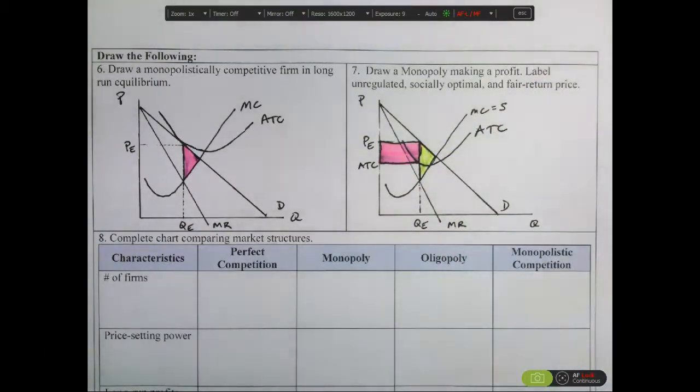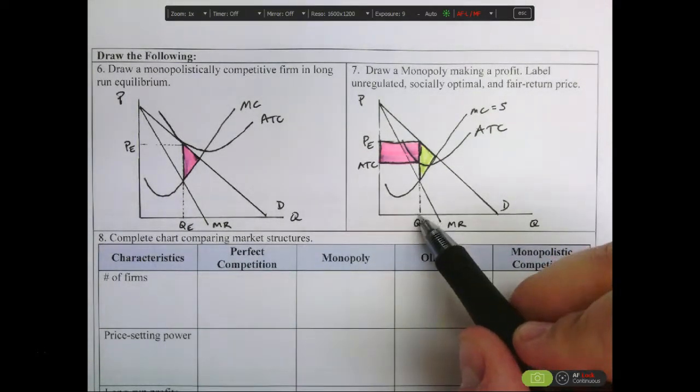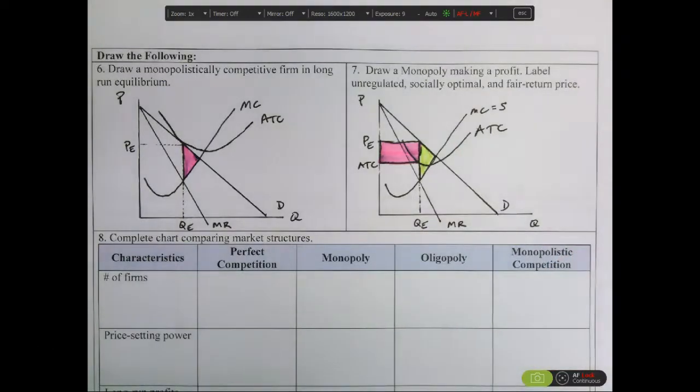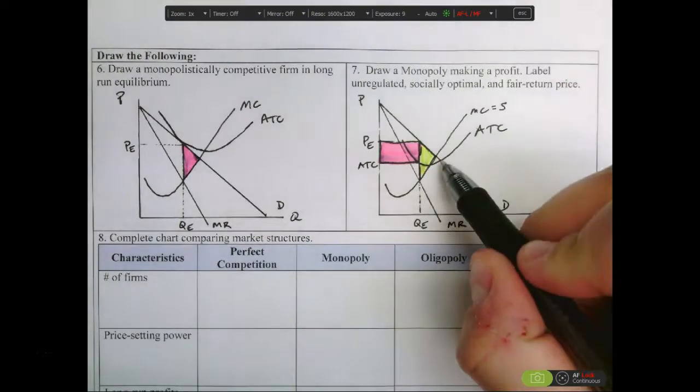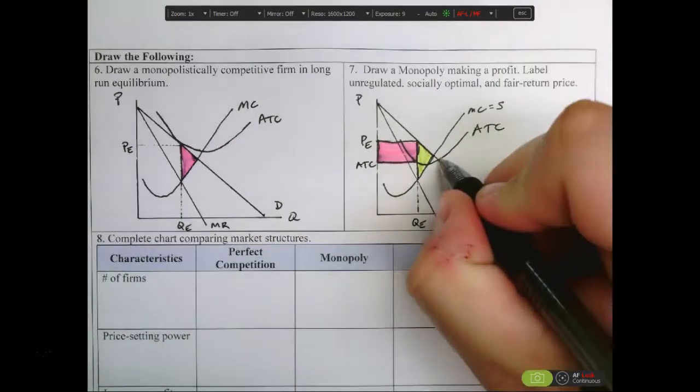A couple of other points here. One says label the unregulated socially optimal point. We did. It's right here. The fair return price. If the government wanted to regulate this and offer a fair return, they could say that you could charge a price that's equal to where average total cost intersects with the demand curve. This would be the fair return price.